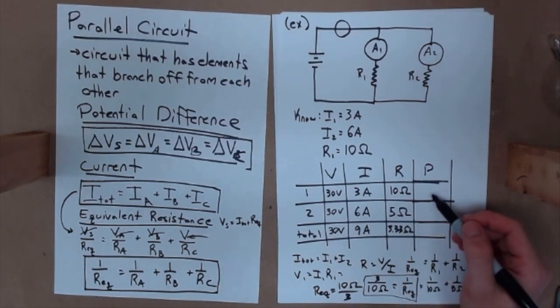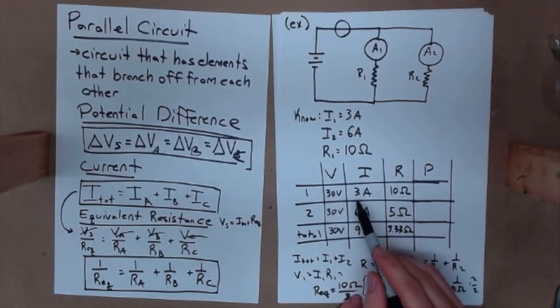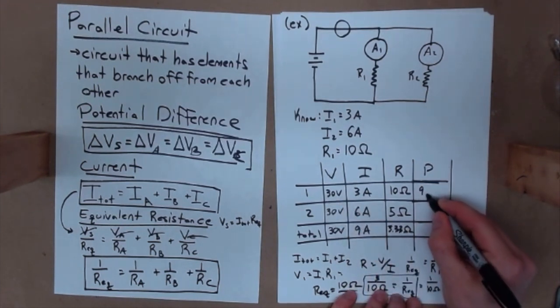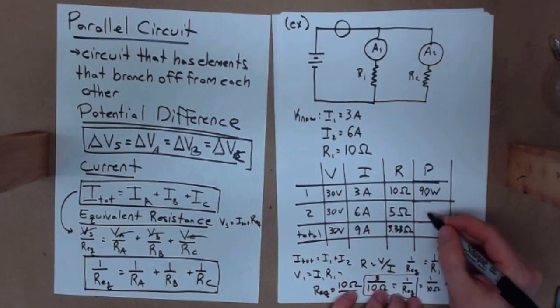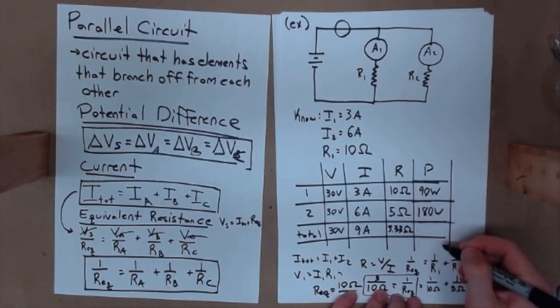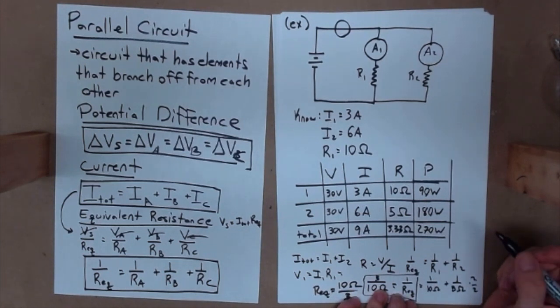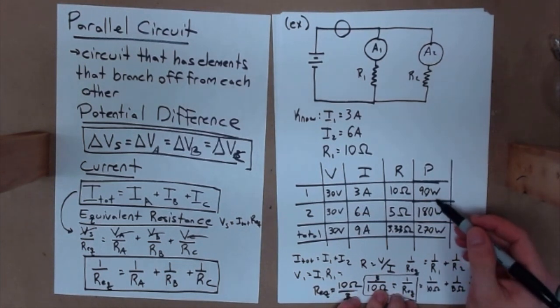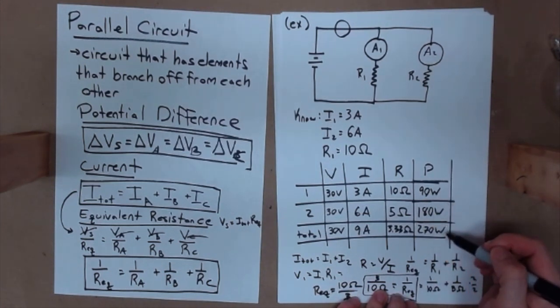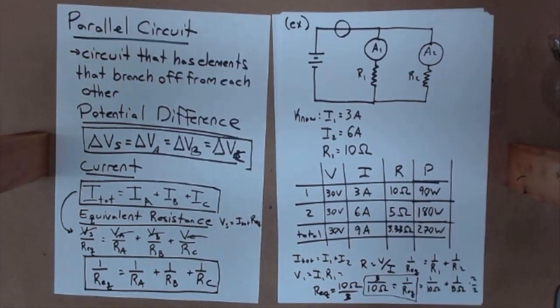Now, finding power becomes pretty simple, right? VI, that's going to be 90 watts. This will be 180 watts, and this will be 270 watts. And just to confirm that our answers are right, 180 plus 90 equals the total power, or 270 watts.